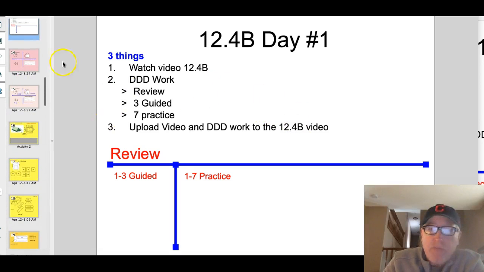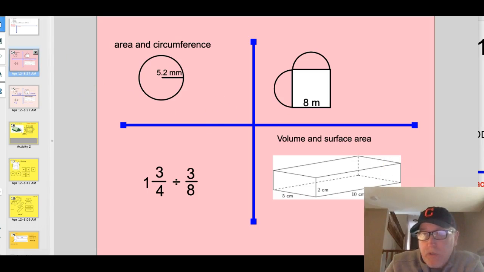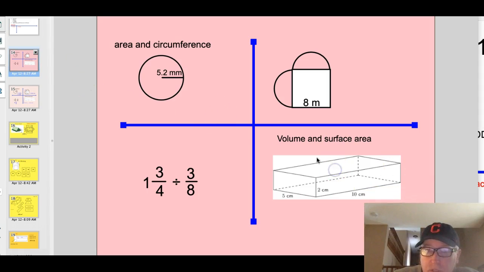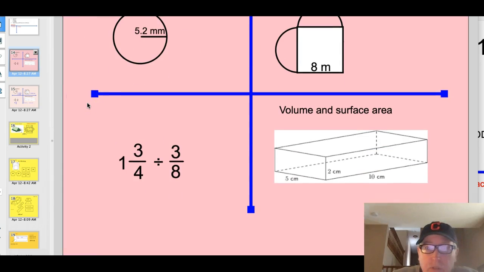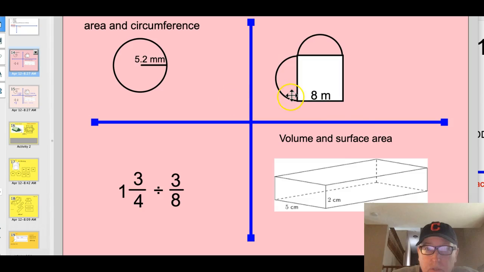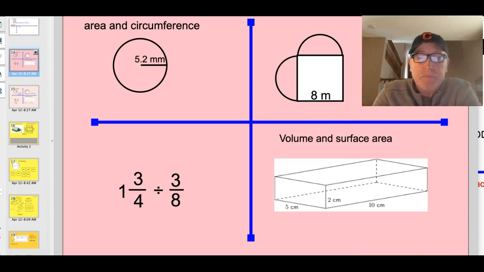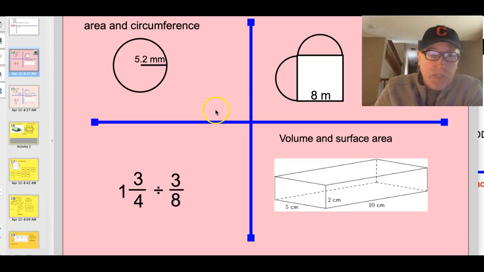Go ahead, take 5 minutes maximum. See if you can answer these problems here. I'll see if I can make it just a speck bigger for you. I'll get myself out of the way. Okay, let's see how you did.